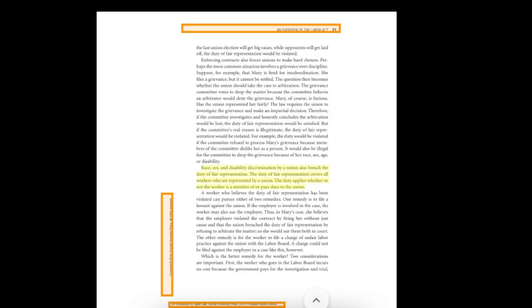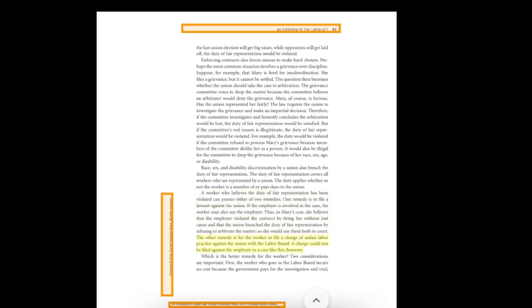The duty of fair representation covers all workers who are represented by a union. The duty applies whether or not the worker is a member of or pays dues to the union. A worker who believes the duty of fair representation has been violated can pursue either of two remedies. One remedy is to file a lawsuit against the union. If the employer is involved in the case, the worker may also sue the employer. Thus, in Mary's case, she believes that the employer violated the contract by firing her without just cause and that the union breached the duty of fair representation by refusing to arbitrate the matter, so she would sue them both in court.